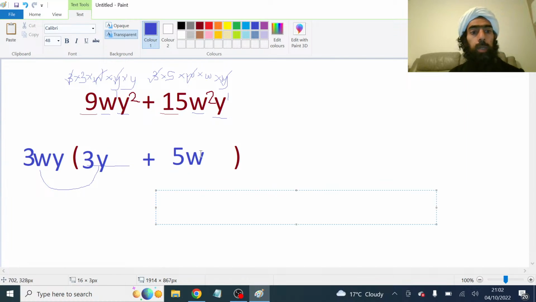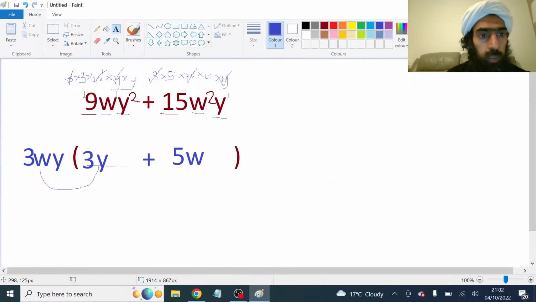You can check by expanding that out, but I'll just go on to the next question. So that's the final answer. To factorize 9wy squared plus 15w squared y, the answer would be 3wy on the outside, then 3y plus 5w on the inside.